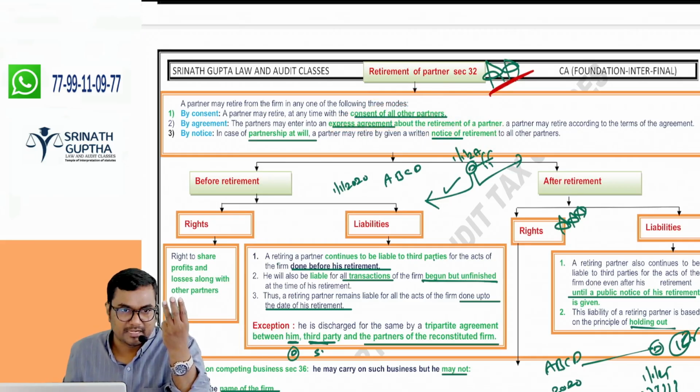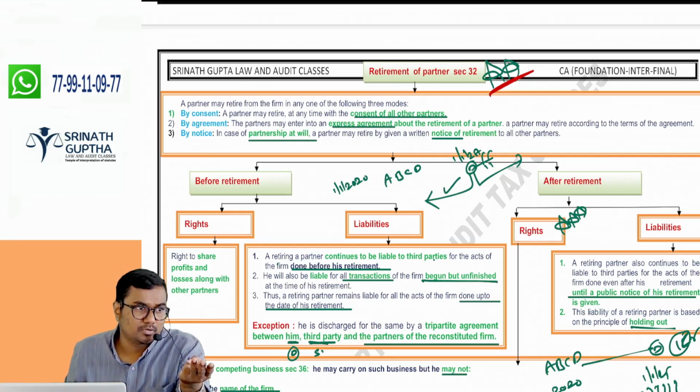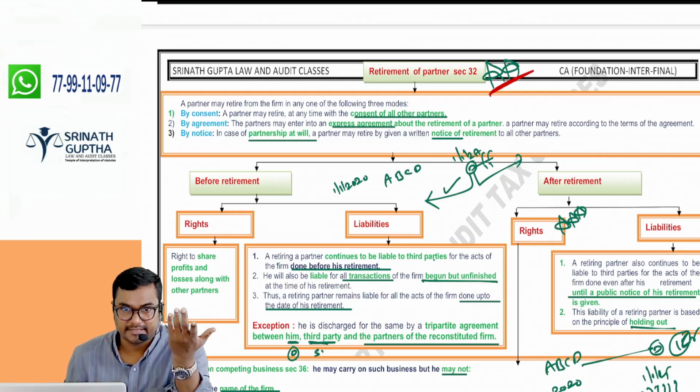As per agreement, we discussed an example yesterday. Once the partner attains a certain age, he will have to go. He will retire. In a partnership at will, by giving a notice; in a particular partnership, with the consent of all partners; or as per agreement. In these 3 ways, a partner may retire.